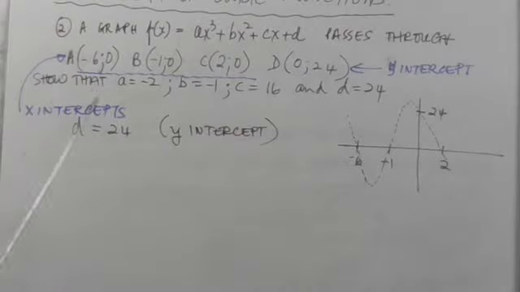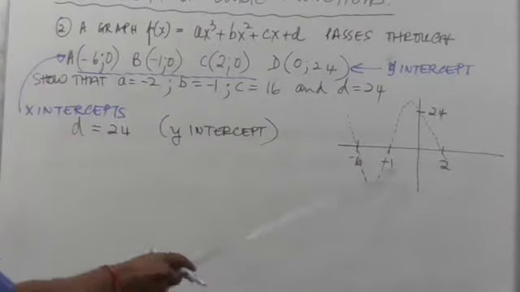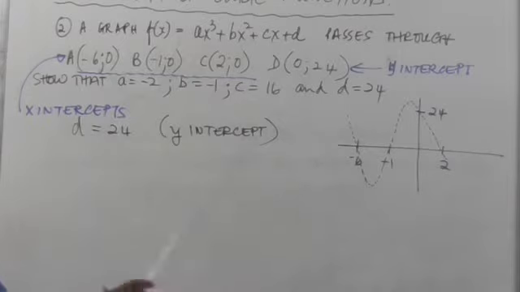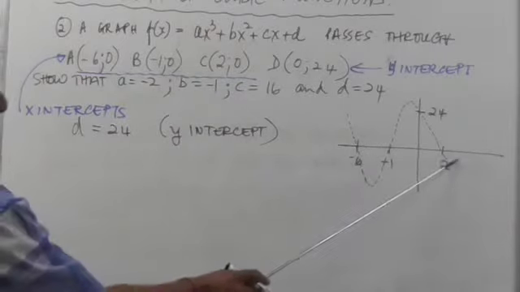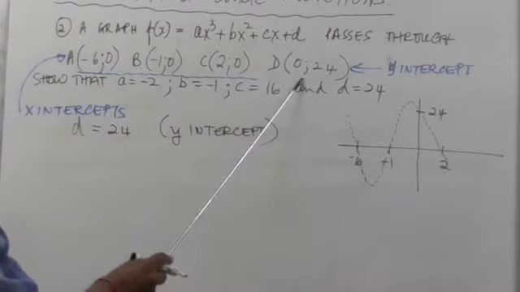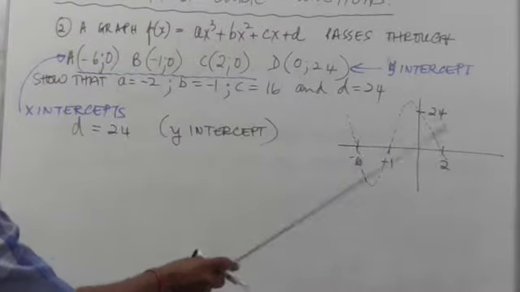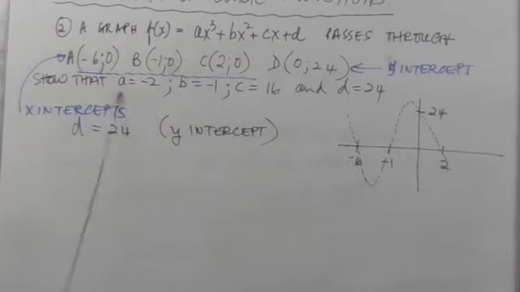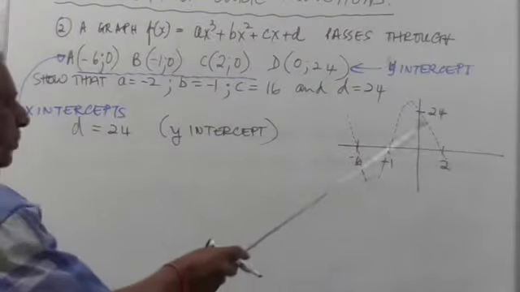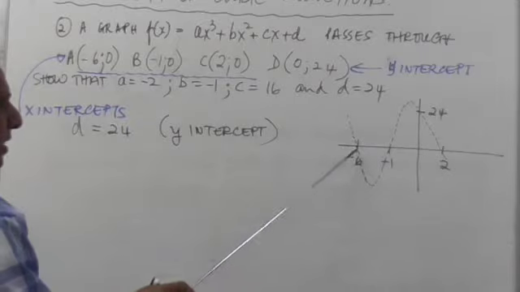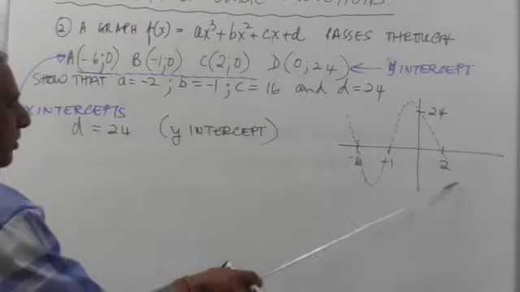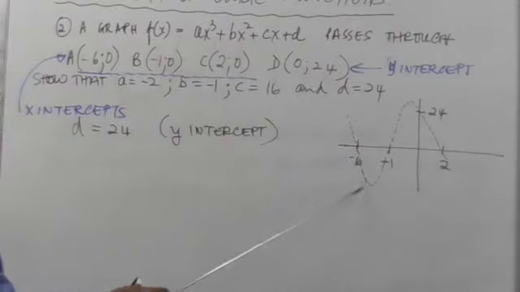Oh, by the way, I just drew a graph here roughly. If that is minus 6, it will be there. If that is minus 1, it will be there. If that is 2, it will be there. And if that's 0, 24, it will be there. And because they tell me a is minus 2, I know that the graph goes this way. Anyway, even if you didn't know, if you join that point and that point, and you join these 2 points, you'll be forced to draw the curve like this.